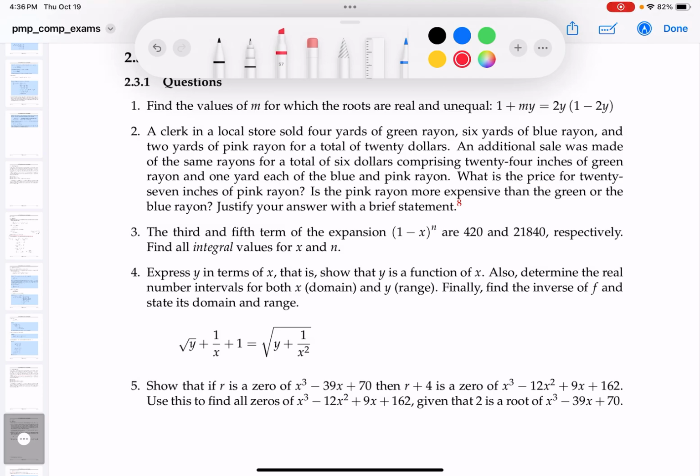Okay, for number one, it says, find the values for m for which the roots of the equation are real and unequal. So I got this equation over here. I'm going to go to the whiteboard.